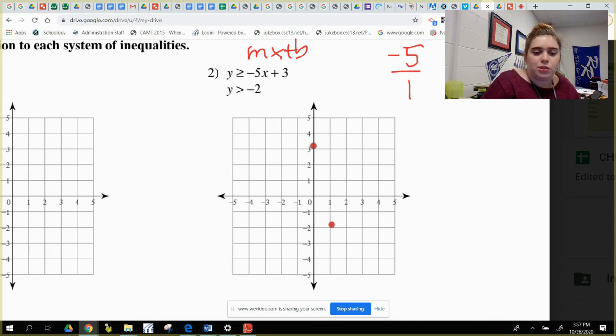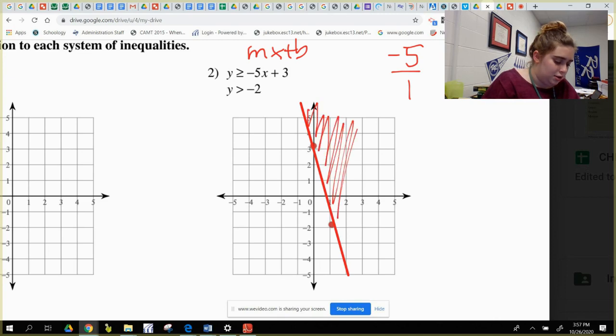So let's think about, are we going to do a solid line or a dotted line? So we have a greater than or equal to, and if we have the equal to, then that means we're going to do a solid line. Okay, so a solid line right through those points, like so. Okay, awesome. Now we need to think about where is it going to be shaded. So on this one again, we have y is greater than or equal to that line we drew. So we're going to look for the greater y values. So it'd be shaded on this side.